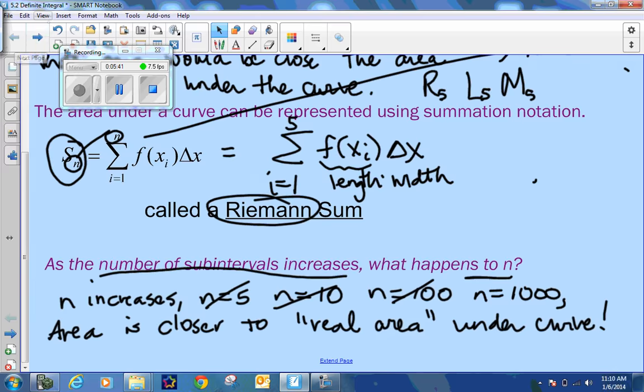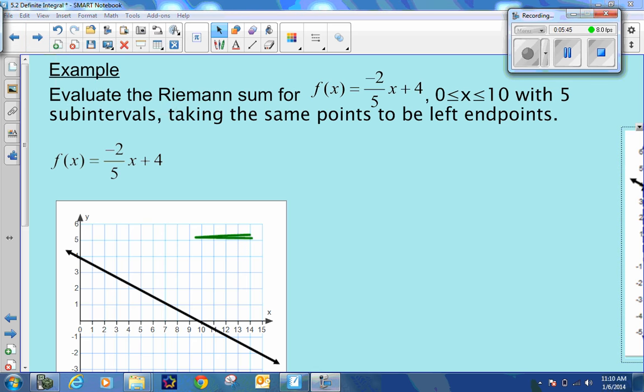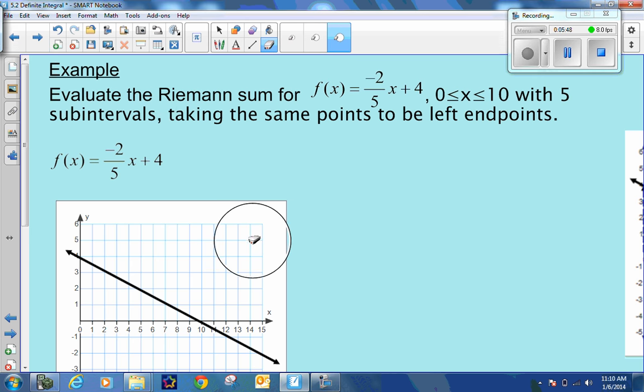Okay, so next page we have an example. We are going to evaluate the sum. We're starting with a linear equation here. And we want to go from 0 to 10 with 5 subintervals.